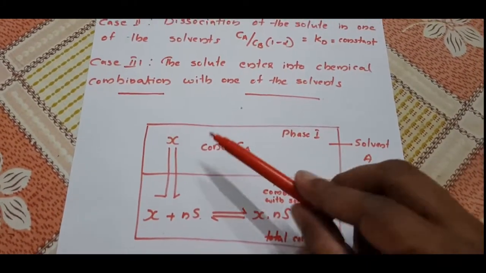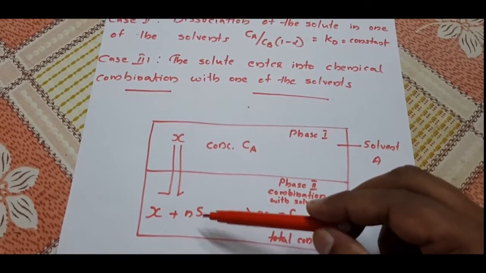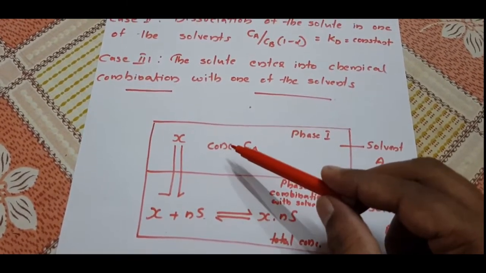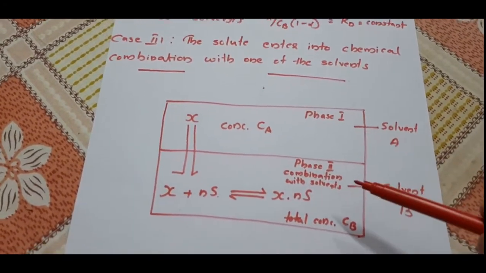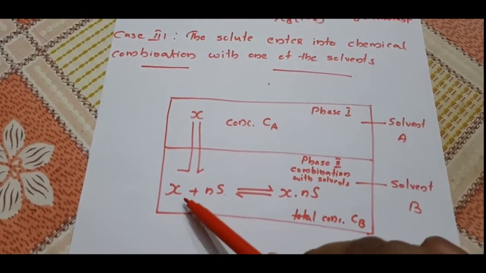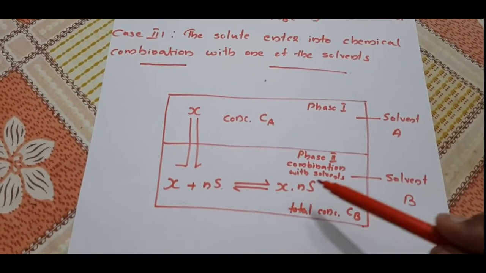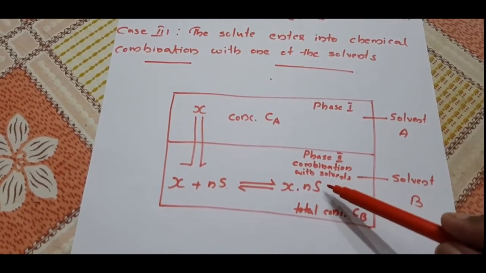In this case, X is our solute that distributes between two immiscible solvents A and B. In phase 1, that is in solvent A, there is no change, but in phase 2, it is in combination with the solvent, that is, X plus nS gives XnS, which undergoes combination with the solvent.